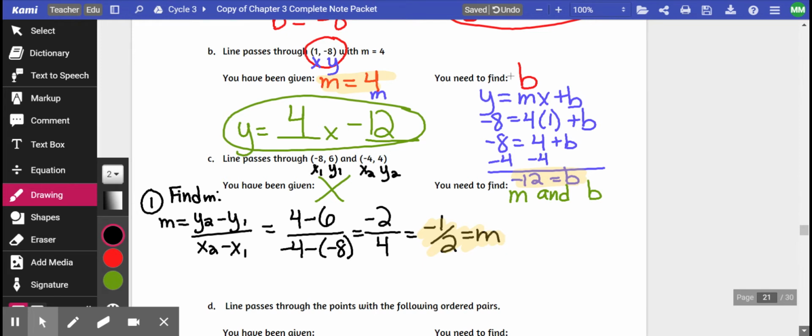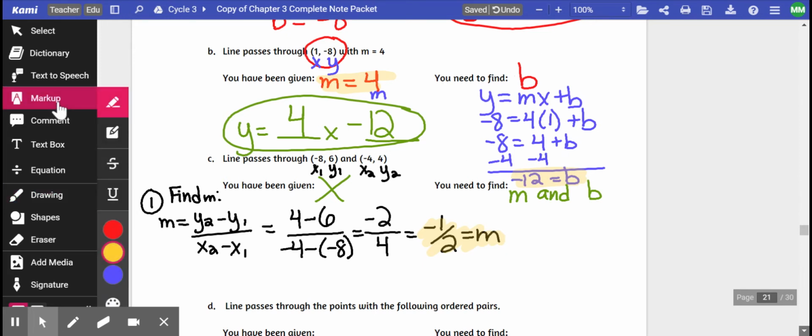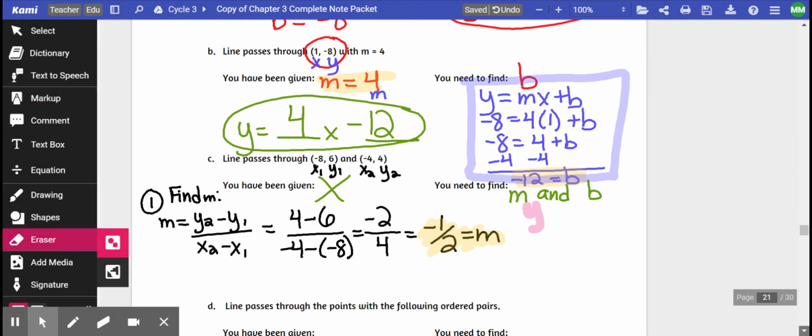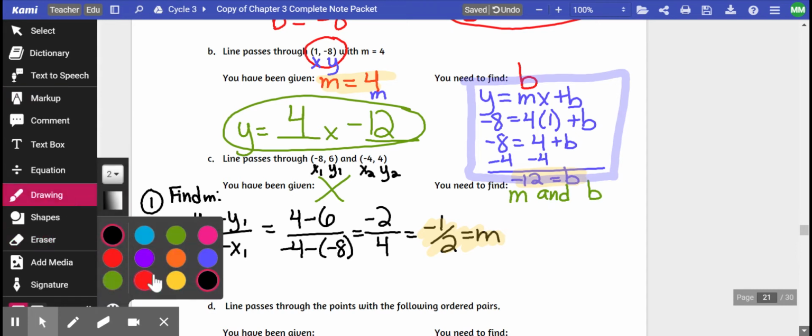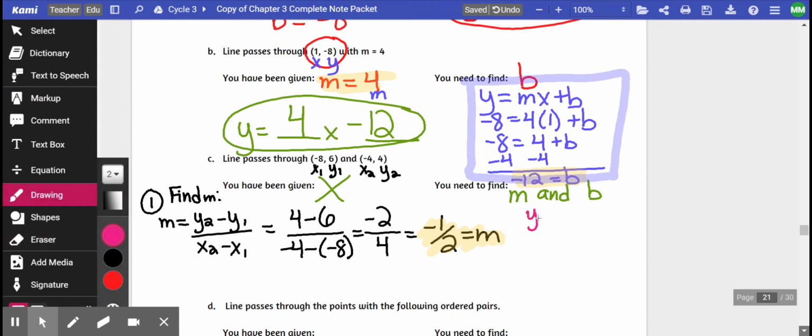I'm going to do it the same way that I did this one right here. This was to find b. I plugged everything into y equals mx plus b.